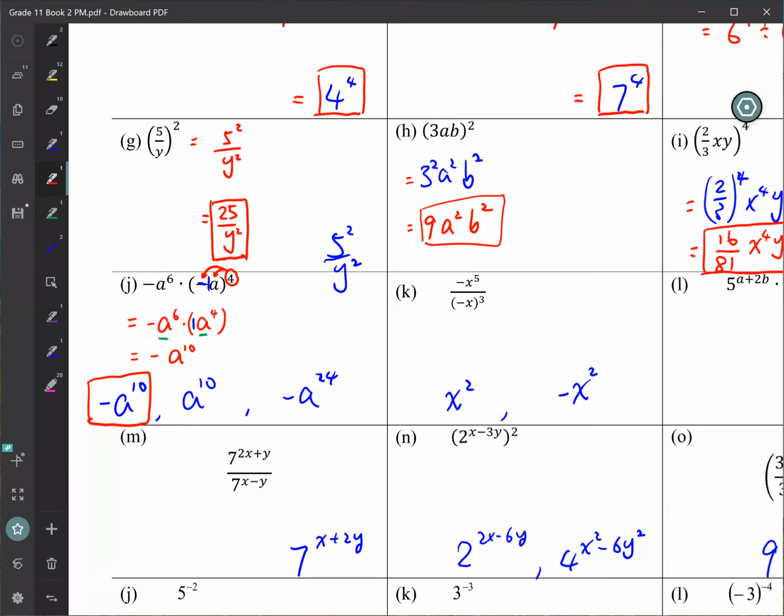All right, so we can do the same thing for K, right? J and K, you can put a star. These two are similar. One is multiplying, one is dividing.